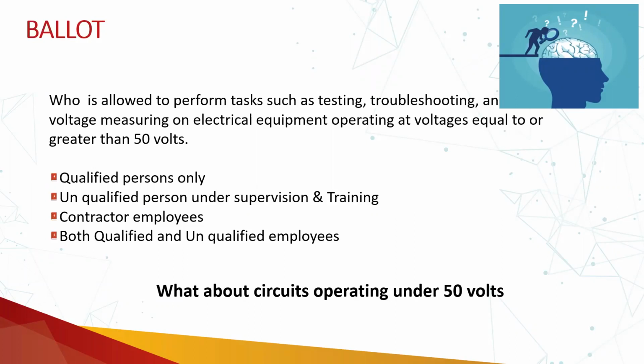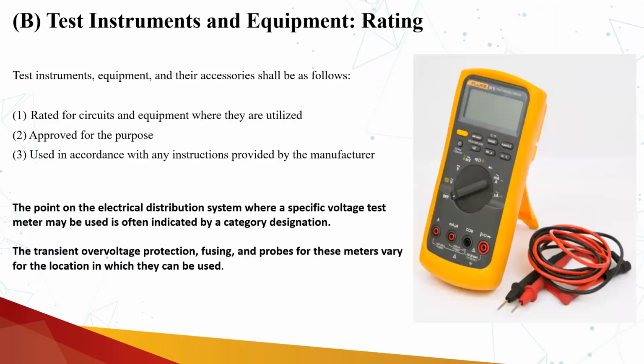Okay. So test instruments and their accessories shall be as follows. They should be rated for circuits and equipment where they will be utilized. They should be approved for the purpose, and they should be used in accordance with the instructions provided by the manufacturer. The points on the electrical distribution system where this specific voltmeter will be used are often indicated by the category designation.